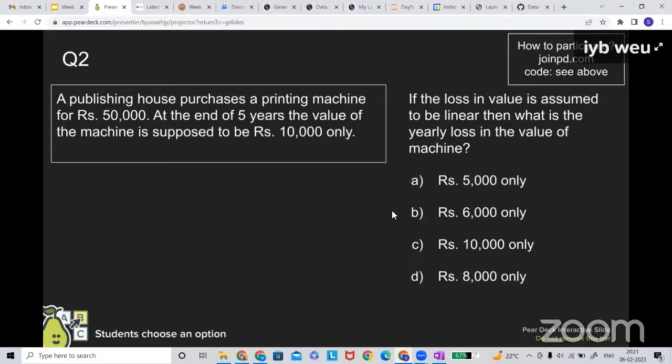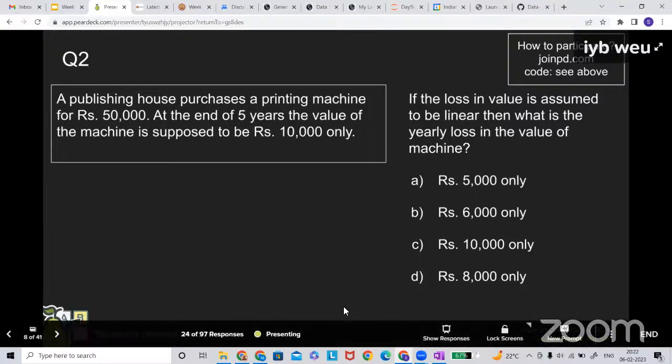So this is the question: each year the value is depreciating by some amount. What is going to be that? While solving it, you can change this problem into a line. I'm just giving a hint, and I'm leaving it to you. We'll discuss the solution. So which option is going to be true? You can put in your answer.